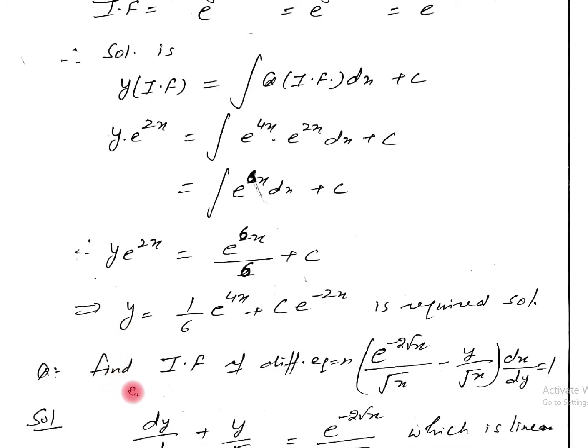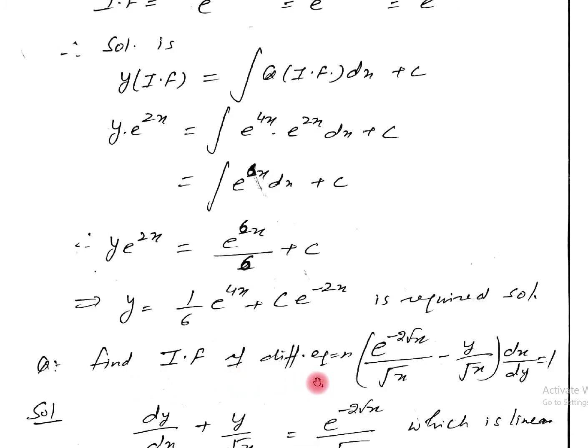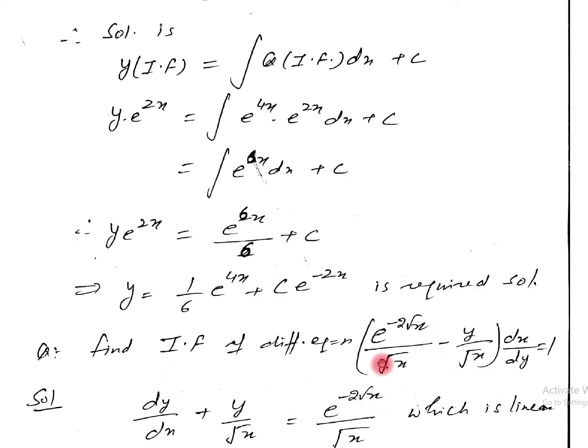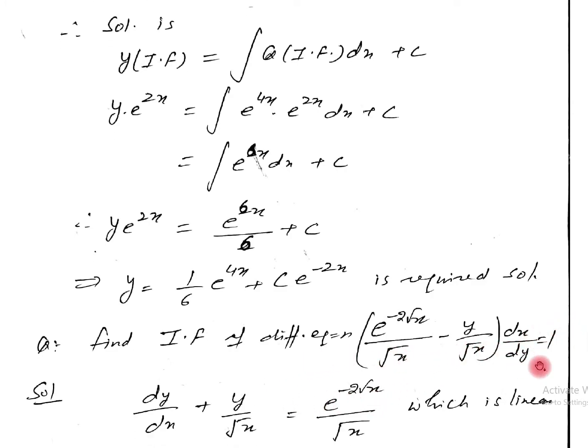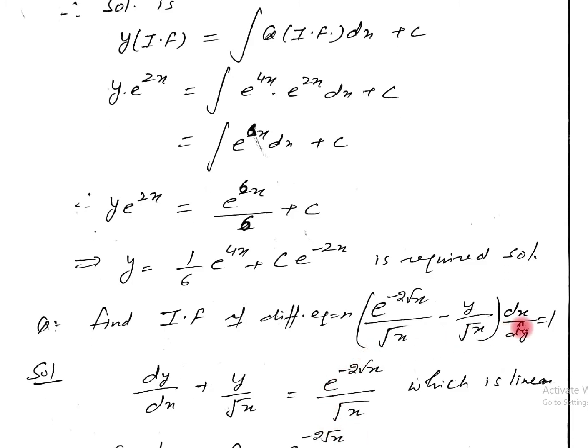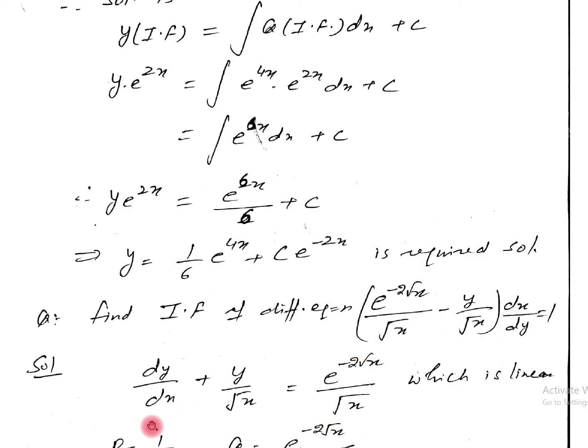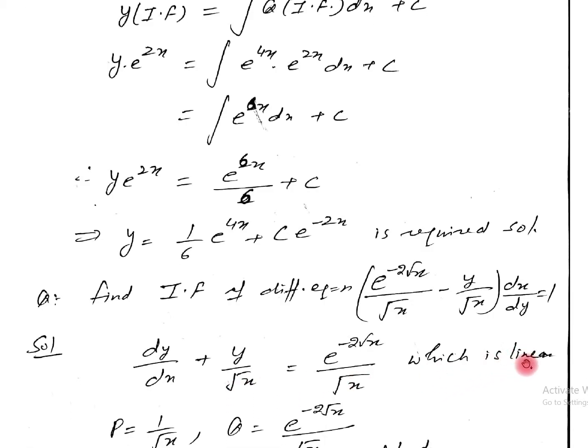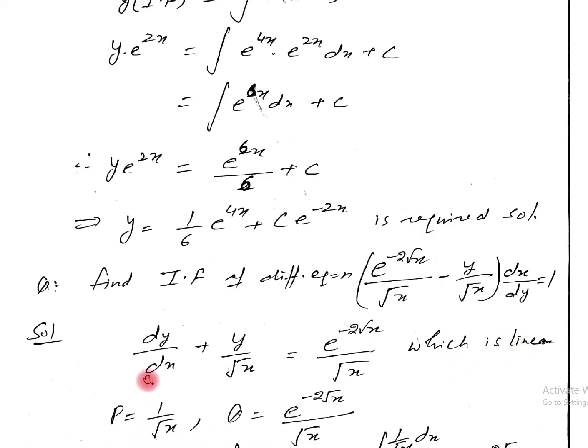Now see the question. Find the integrating factor of the given differential equation. Now the given equation can be written as dy by dx plus y upon under root x equal to e raised to power minus 2 under root x upon under root x. We can arrange it in this form. Now here again it is a linear differential equation. The value of p is 1 by under root x. The value of q is e raised to power minus 2 under root x upon under root x.